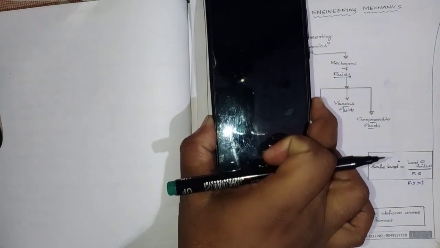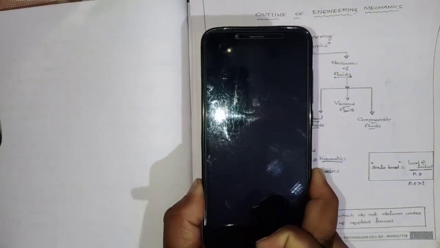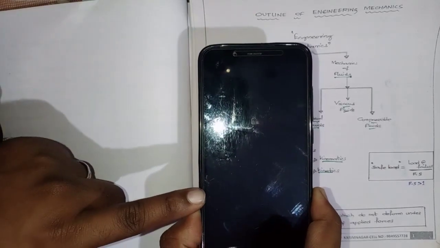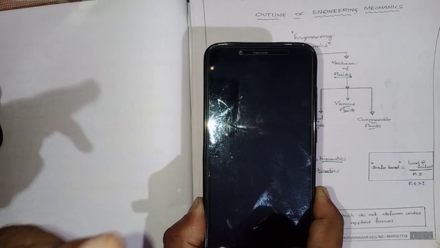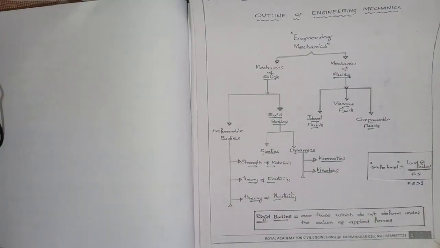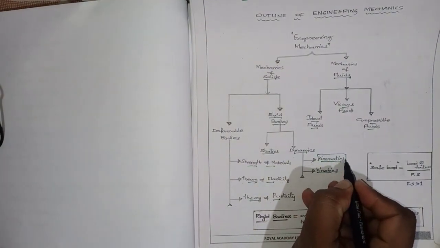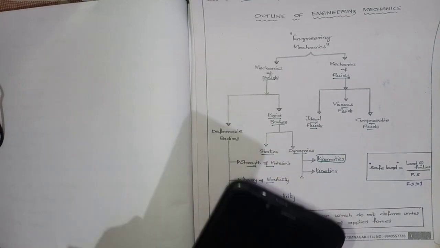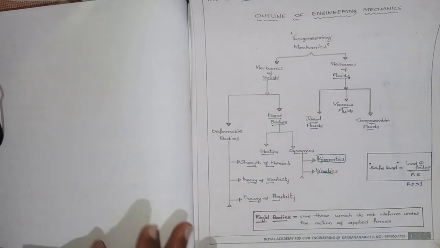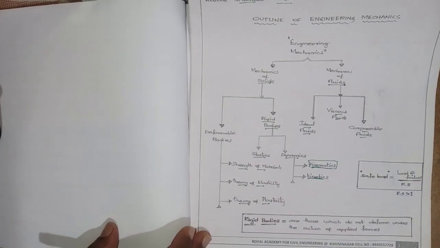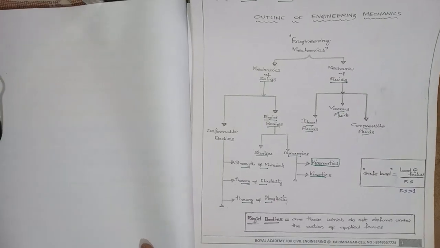Means if this is a body and I am moving it like this, this is in a motion condition. You have to study the motion of this body, but not regarding the force. If I am not dealing with the forces causing the motion, that is kinematics. Now, if I am dealing with the forces causing this motion, it is called kinetics. So this is the brief introduction to engineering mechanics.